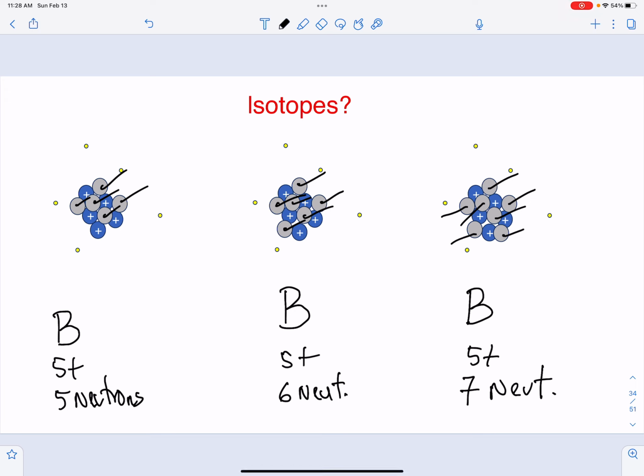And with that, you should be able to tell me, oh, I know what that isotope is. An isotope is nothing more than the same element with a different amount of neutrons. To be the same element, the protons have to be the same, right? Atomic number. So that's what an isotope is. It's the same element with a different amount of neutrons.